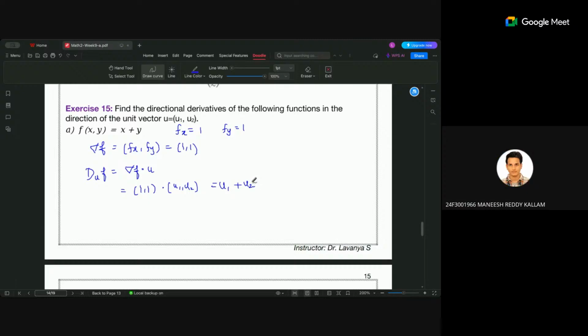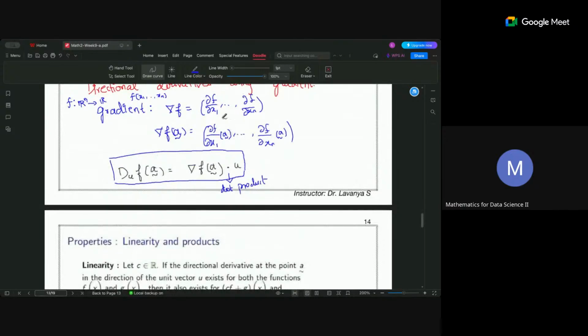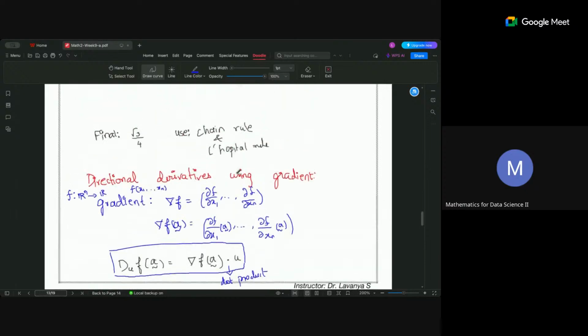Ma'am, could you once repeat the gradient part? It was just a flash. Okay, the gradient is simply this function which consists of the partial derivatives with respect to each variable, written component-wise. That's all. The formula to compute the directional derivative using the gradient is D_u f equals del f dot u, the dot product with u.